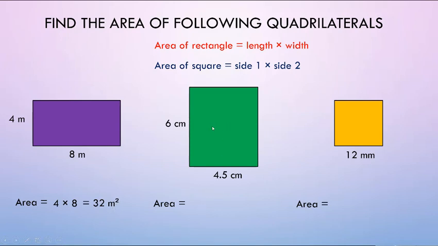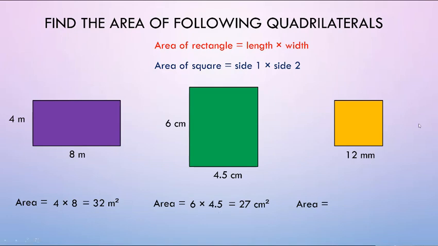Second one, again we have a rectangle with a length of 4.5 centimeters and a width of 6 centimeters. Again, we multiply length times width. 4.5 times 6 is equal to 27 square centimeters.